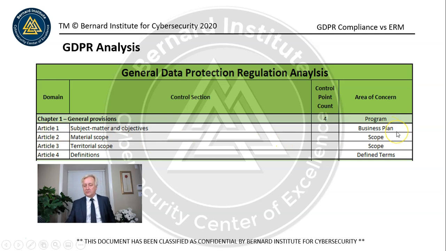So in Article 1, I believe a business plan is what we need to do. Material and territorial scope, it's pretty straightforward. We need to do some scoping exercise. And definitions, we need to have some defined terms.